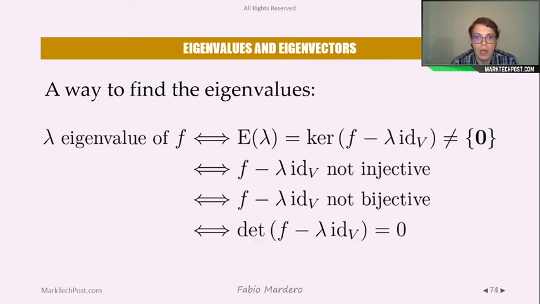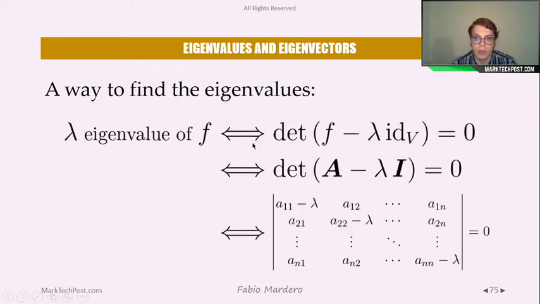We have found a way to determine the eigenvalues, because lambda, a generic lambda we want to find, is an eigenvalue of our linear map if and only if the determinant of f minus lambda times the identity function is equal to 0.